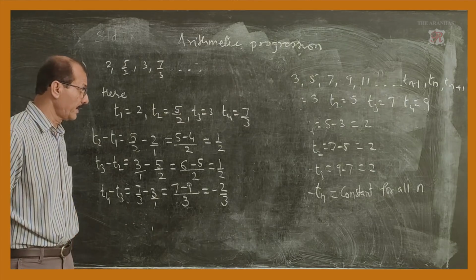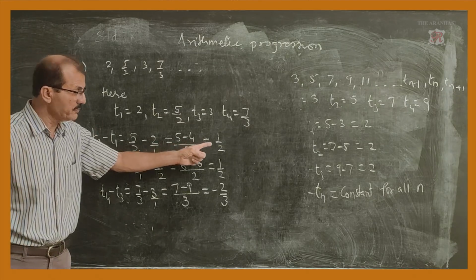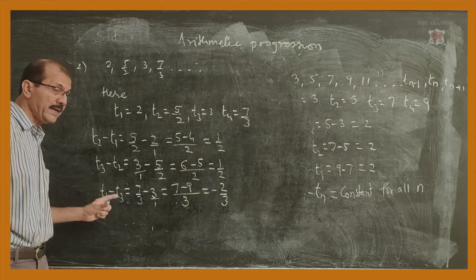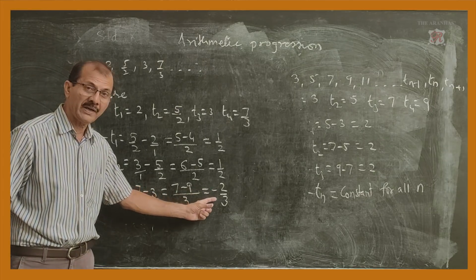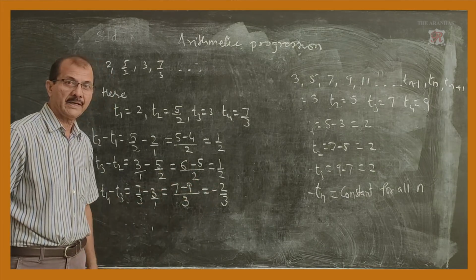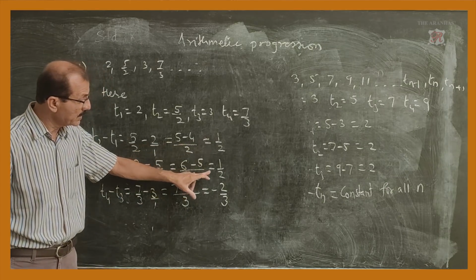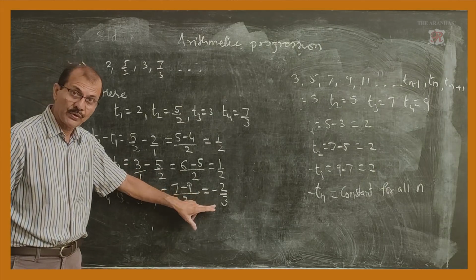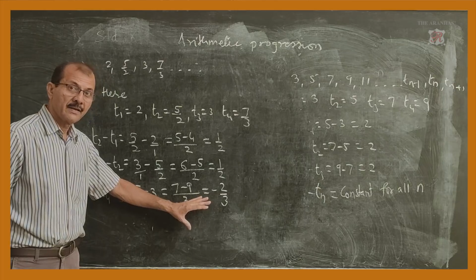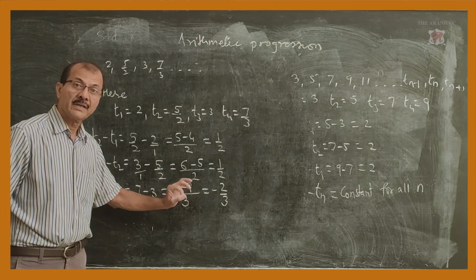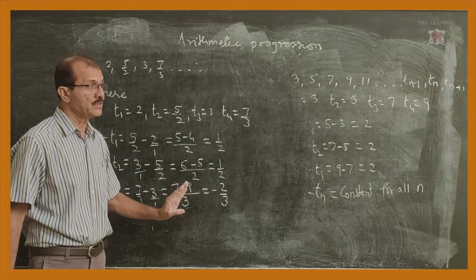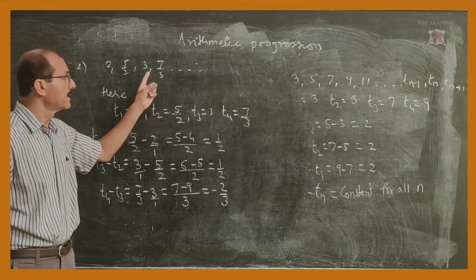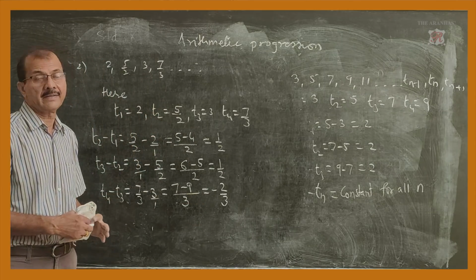Now look here. T2 minus T1 is 1 by 2. T3 minus T2 is also 1 by 2. But your T4 minus T3 is not 1 by 2. It is minus 2 by 3. Even though these two remain constant, the third is not the same. So here the difference between two consecutive terms is not the same. It is not constant. And therefore, this given sequence will not form an arithmetic sequence.